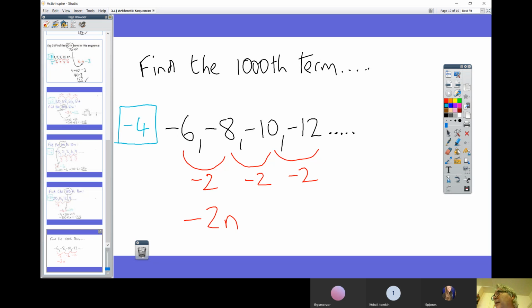And then you have 2n minus 4. Did you all have minus 4 there? Yeah, I had that, but I thought further. They did it in a silly order.